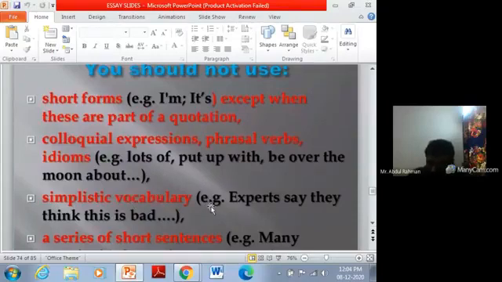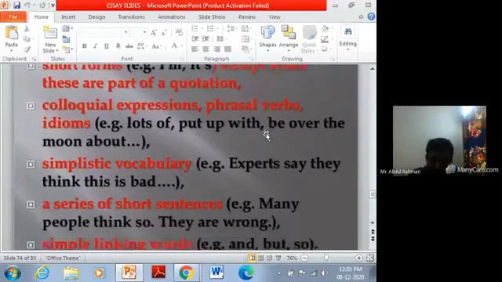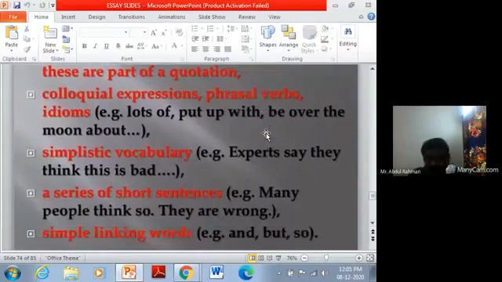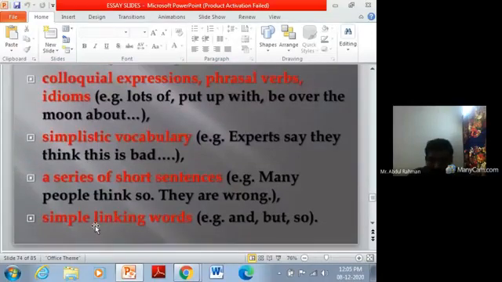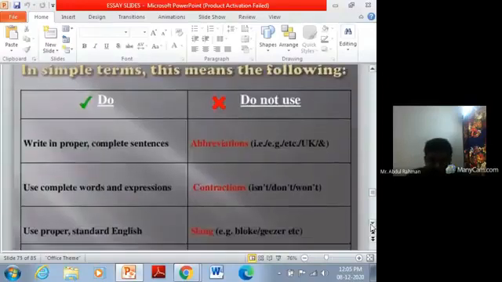Do not use simple vocabulary at the same time. Experts say this is bad, very simplistic expression. Avoid using a series of short sentences; rather, use compound and complex sentences. Do not use simple connectors like and, but, so. Use specific ones, and the details of all those are in the incoming slides.